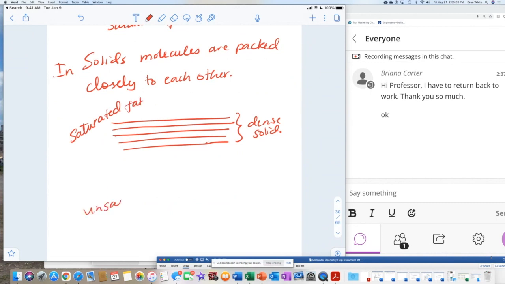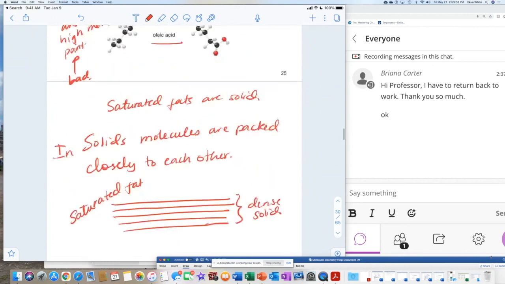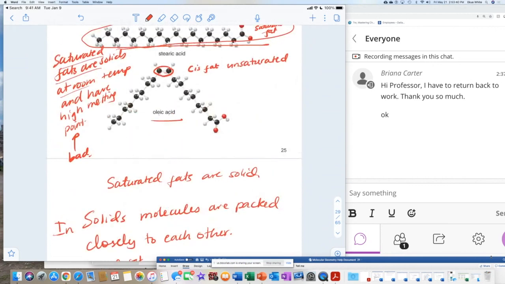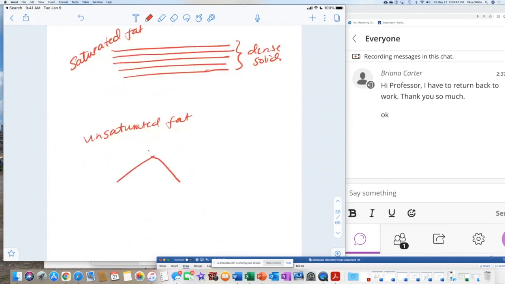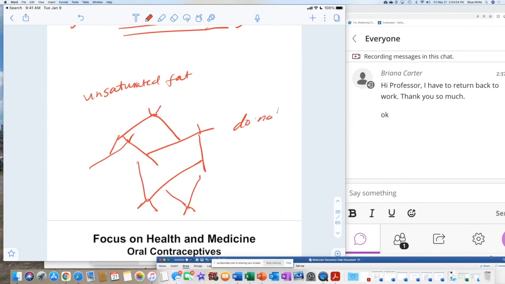For your unsaturated fat, these are cis fats, right? So you see how they're shaped? The shape ends up being like this. So when they try to pack closely to each other, they don't even get that close to each other because they have this weird V shape going on, right? Some of them are like this. So they can't pack closely to each other. I'm trying to make a point here, so I'm being a little extra. Do not pack closely to each other.